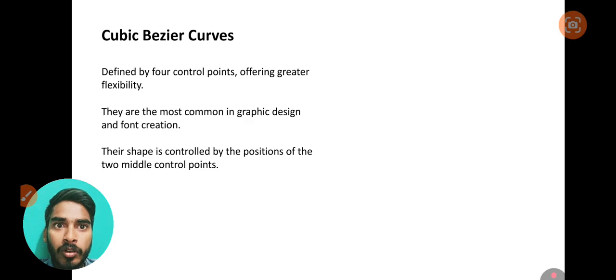Cubic Bezier curves are defined by four control points, offering greater flexibility. They are the most common in graphic design and font creation. Their shape is controlled by the positions of the two middle control points.